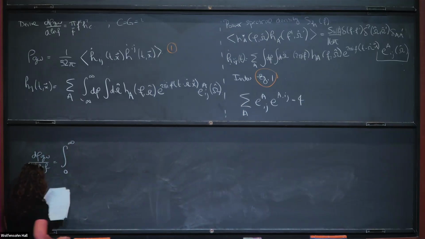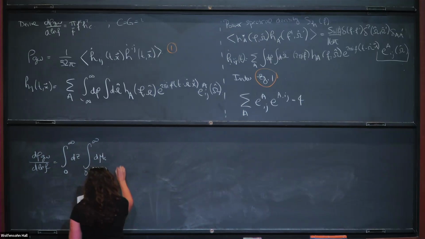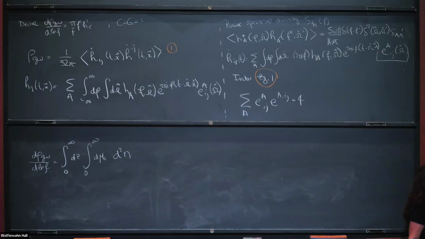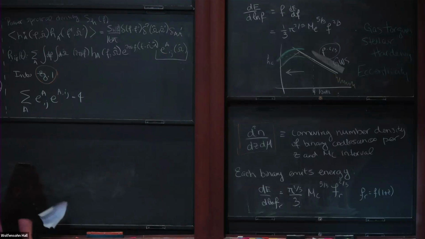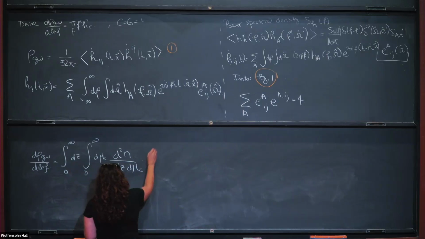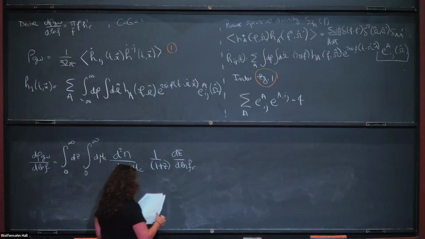where we want to know at a particular given frequency, if I integrate in redshift, and if I integrate in chirp mass over some co-moving binary population model, some number density of binary coalescences, so some d squared n by dz by dm, that's been properly redshifted in dE d log f_r.